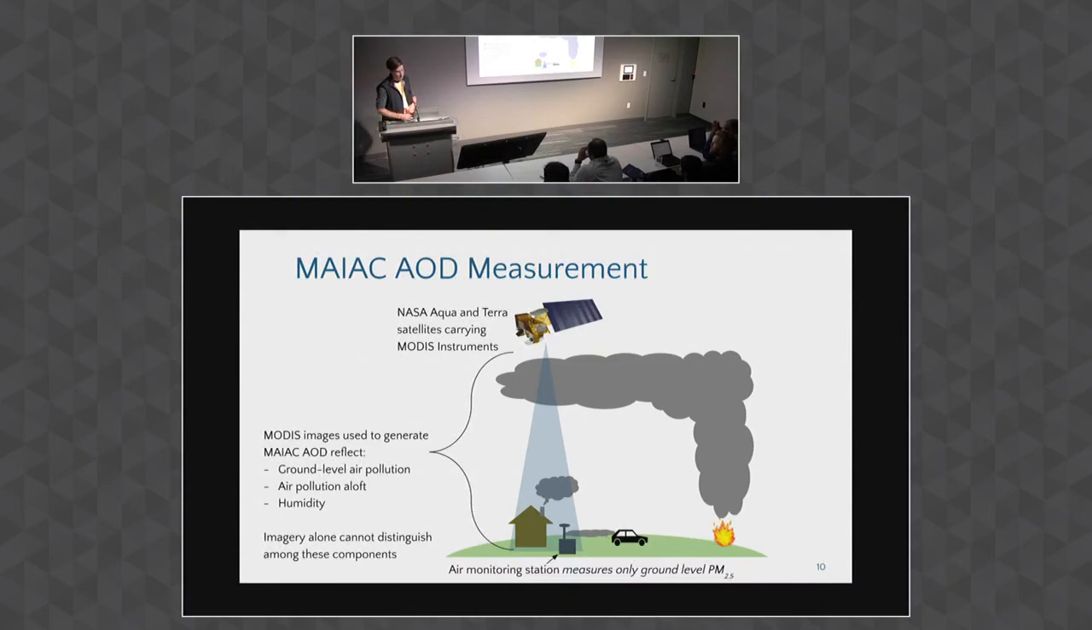And so the main question that you have when you have that data point is, where in the vertical column is it? Is that pollution at the surface where people are breathing it and their health is being impacted by that pollution? Or is it aloft where it's maybe important for atmospheric chemistry, but not directly impacting health?